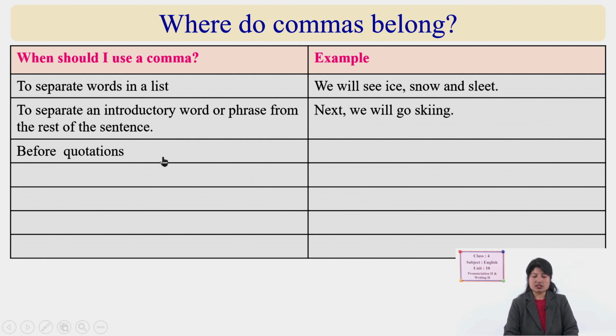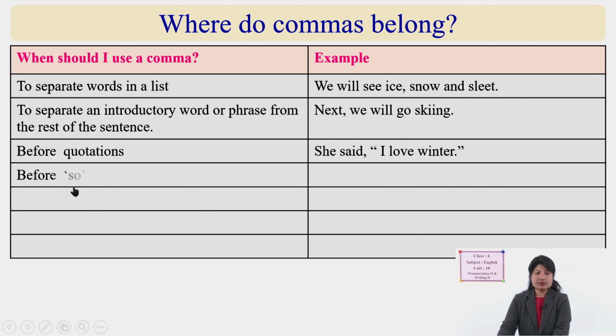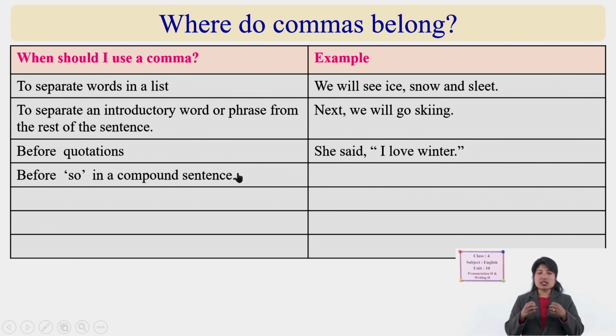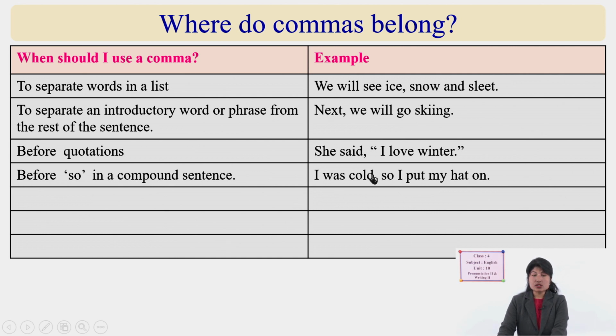Before quotations: she said, "I love winter." Here, she said. Before the quotation, this is the quotation, and before that we use a comma. Another is before "so" in a compound sentence. A compound sentence means combining sentences. Before "so": I was cold, comma, so I put my hat on.